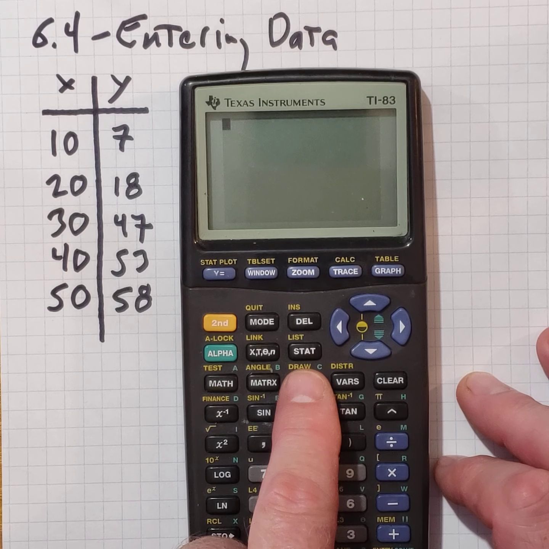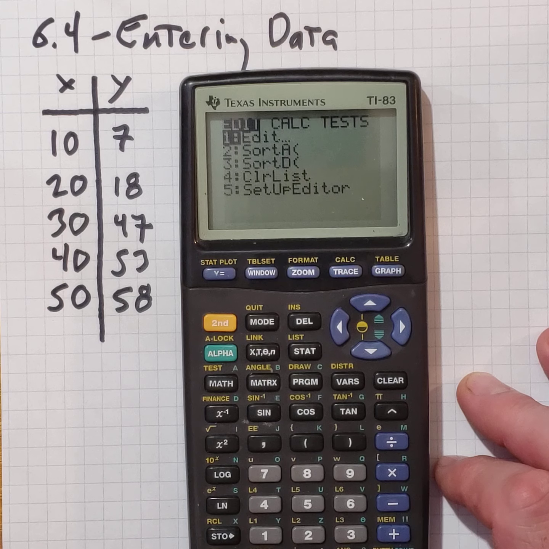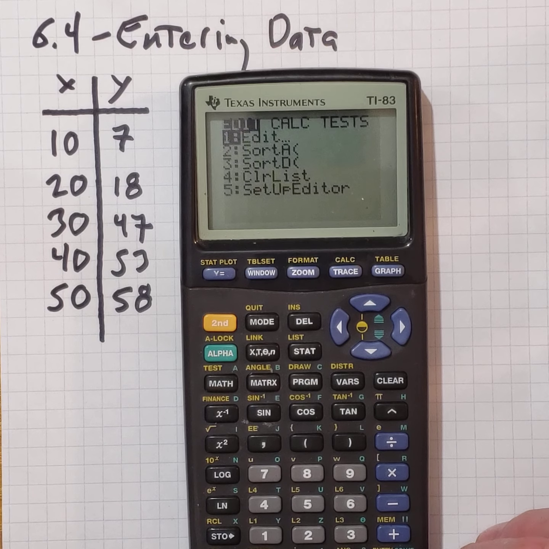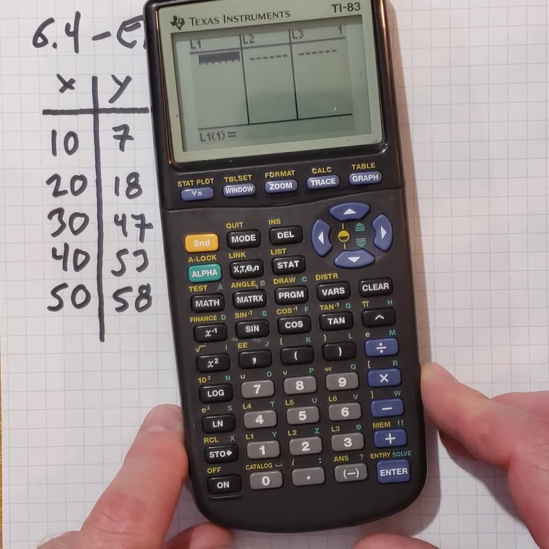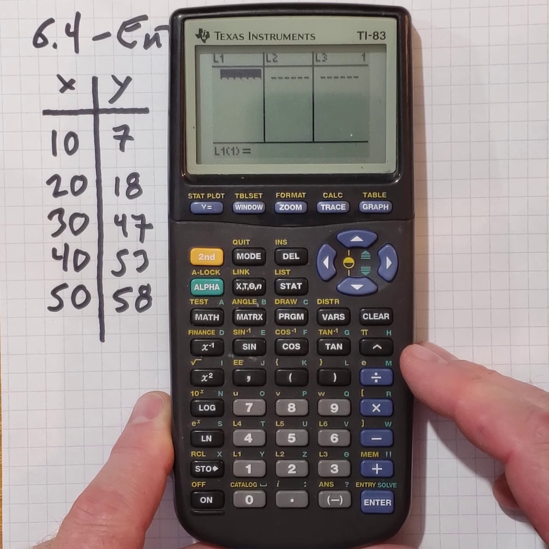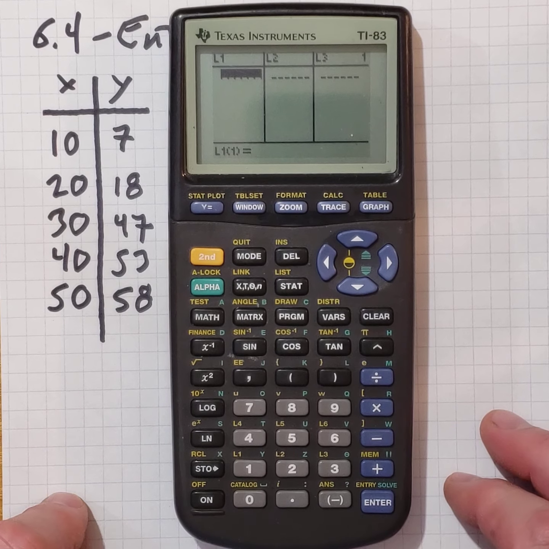Stat, right here, our stat button. And it's already where we want it to be, edit. So hit enter to choose edit. Let's slide that up a little bit so you can see all the keys. And that brings us to our list screen.